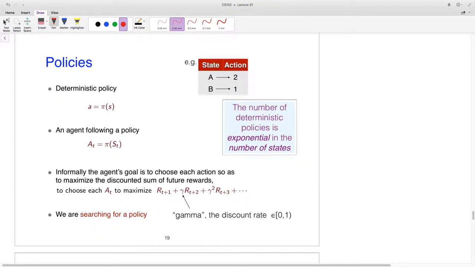So a policy, a deterministic policy, and our policies always start with a pi, pi like P for policy. Okay? So a deterministic policy says the action to take given a particular state is this, right? So it maps states to actions. What would a non-deterministic policy look like?